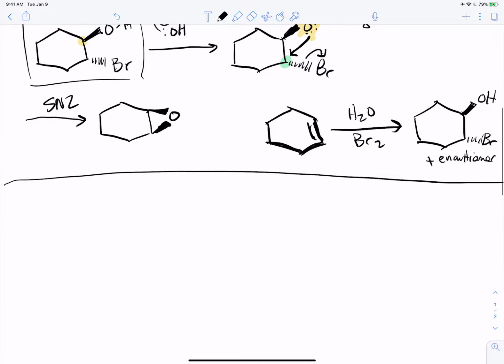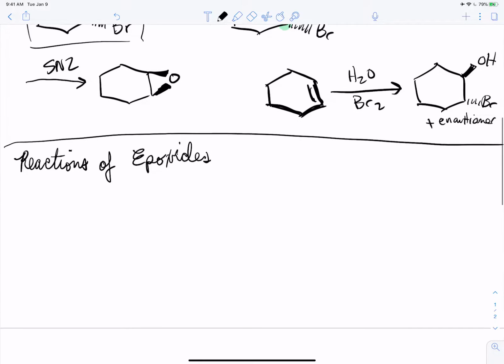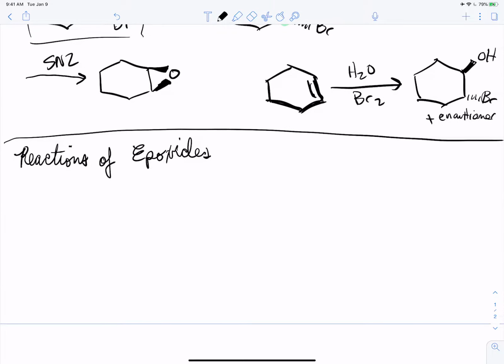All right, so let's look at the types of reactions we can do. Reactions of epoxides. I'm going to break these up by the type of reagent that we're using, and I might be able to finish it out in this video. I don't want to go on too long. Yeah, we're at 12 minutes. We probably finish these in this. Let's start with strong nucleophiles.